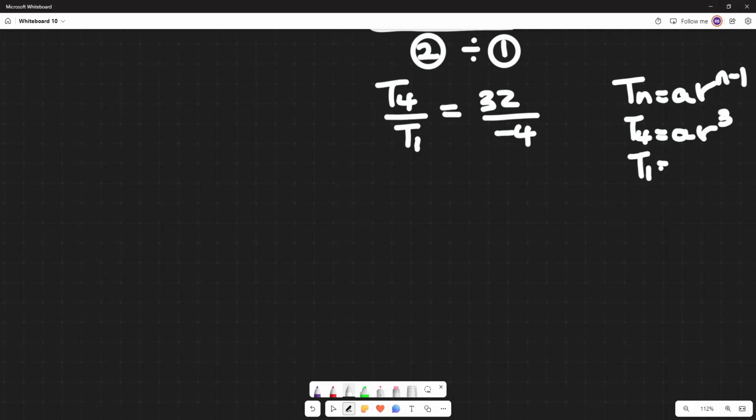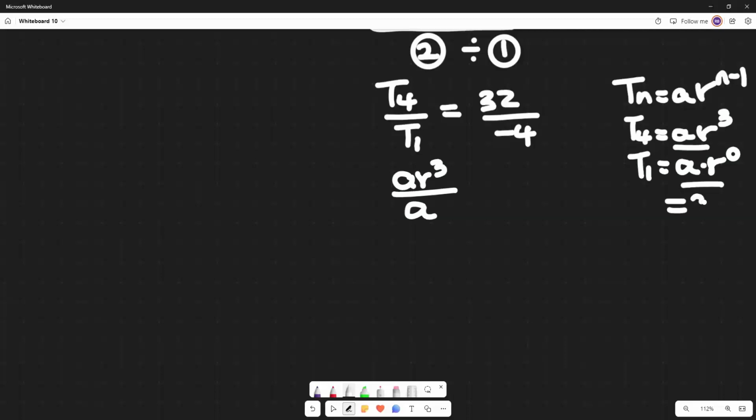And then term 1 is going to be a times r to the power 0, you can see, because here is going to be 1 minus 1. Sharp. Now you can substitute this in here. You have a r^3 over a, because this will simplify to a times 1. Anything to the power 0 is 1, then you get a. Sharp. And then, what is 32 divided by negative 4? Let's see. 32 divided by negative 4 is negative 8, ladies and gentlemen. Then this a, you can see it will cancel that.